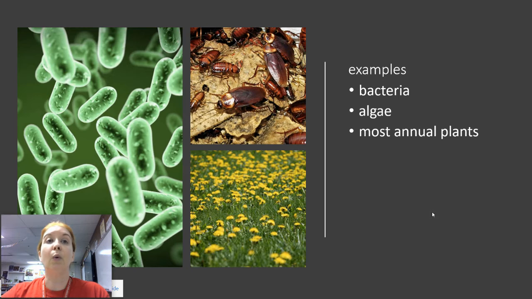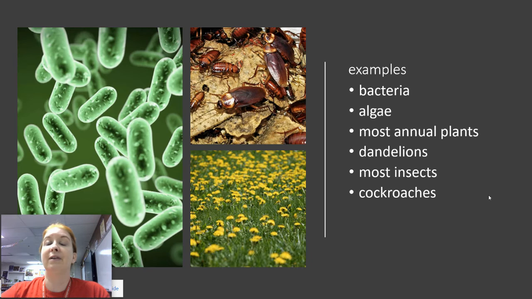Things that only grow once, so you have to plant it every year. Dandelions, they get a lot of seeds. Most insects, look at the little bugs, little cockroaches. Hey, there you go. Apparently they're not most insects. Rodents, oysters, that's a very random example. All these things, and like I said, most fish and many amphibians are this way as well.